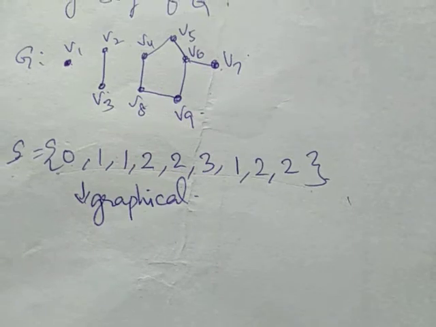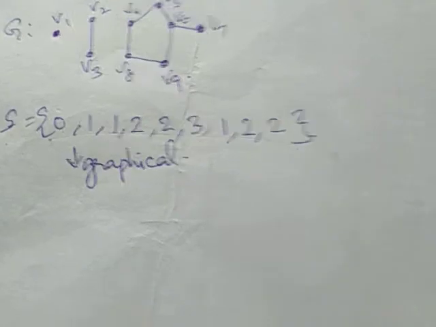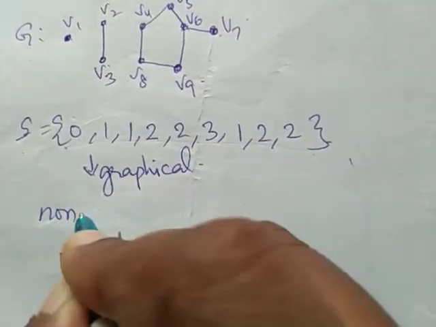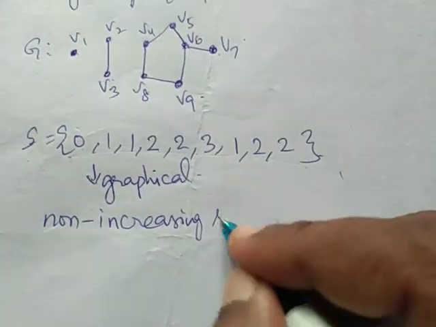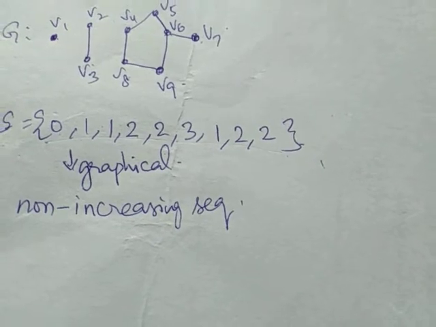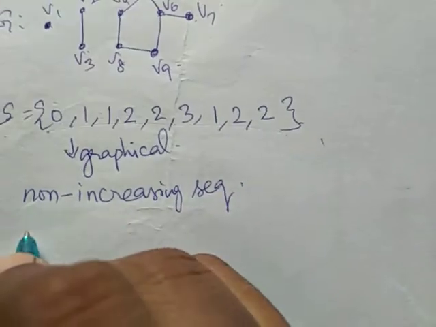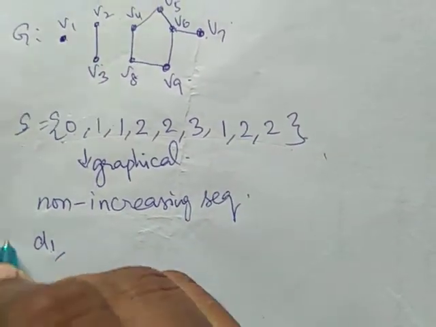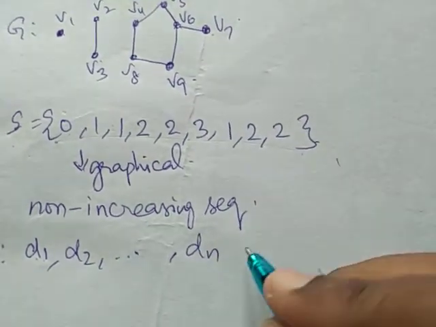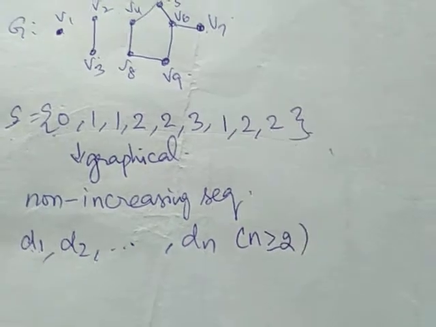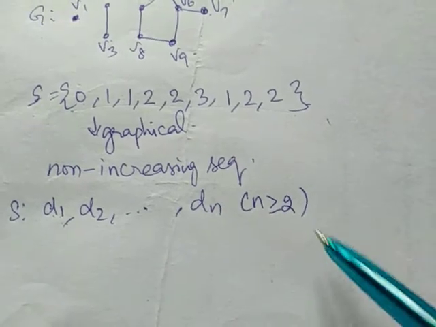Now we are going to study the Havel-Hakimi algorithm. It should be a non-increasing sequence, so it should be in decreasing order. A non-increasing sequence of non-negative integers d1, d2, etc. dn. n should be greater than or equal to 2. Degree of first vertex, second vertex, etc.